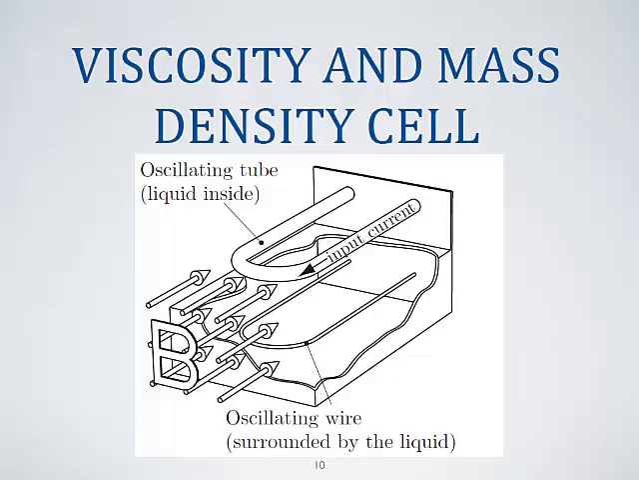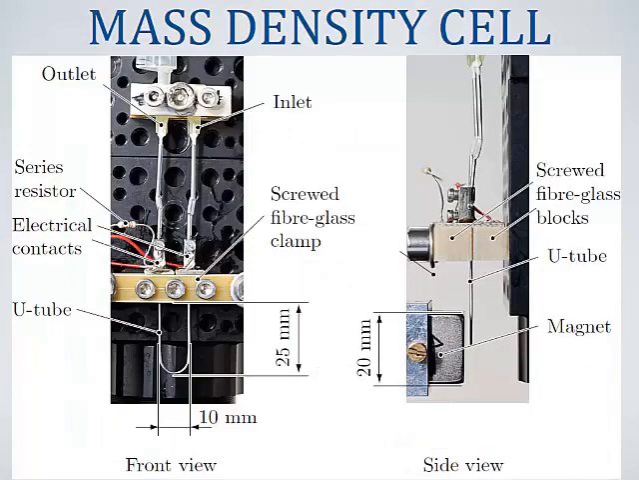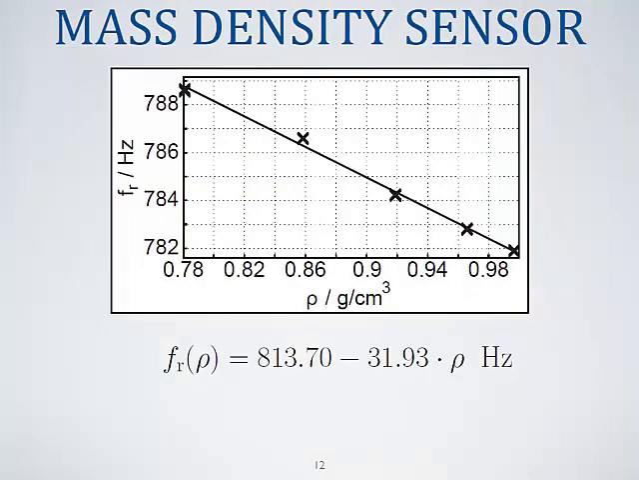However, we wanted to make this device smaller, easier, and follow a cost-efficient production process. These are just pictures of the first prototype of this mass density sensor. We used a stainless steel tube with a diameter of about 1 millimeter. And again, the sample liquid was inside.